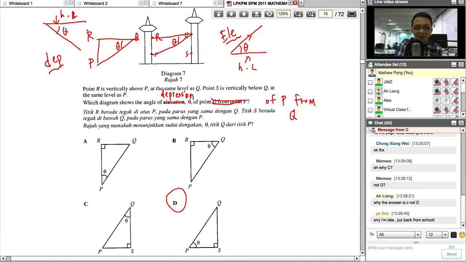You must have a horizontal line and then you look down. This one must have the horizontal line and then you look up.